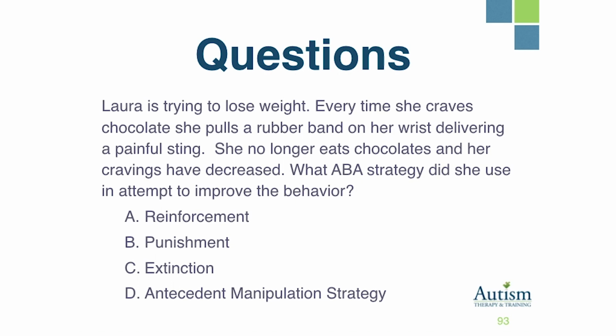What ABA strategy did she use in an attempt to improve the behavior? A. Reinforcement. B. Punishment. C. Extinction. Or D. Antecedent manipulation strategy.